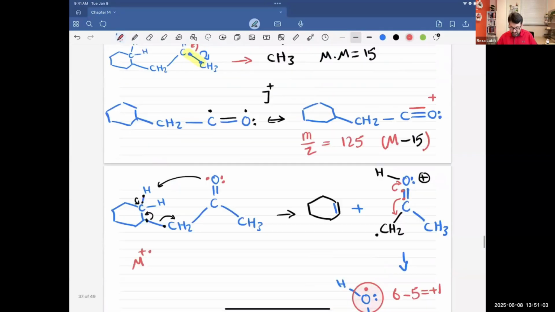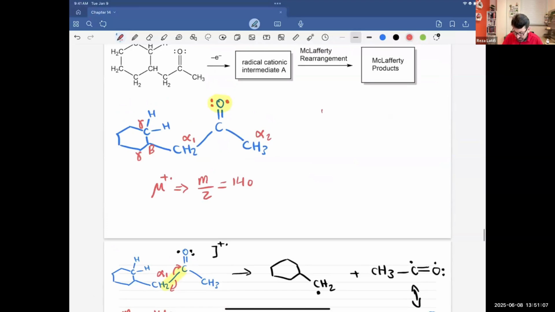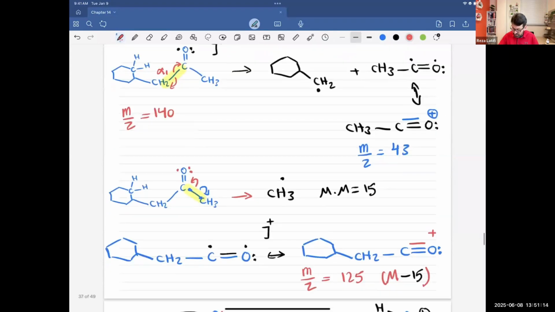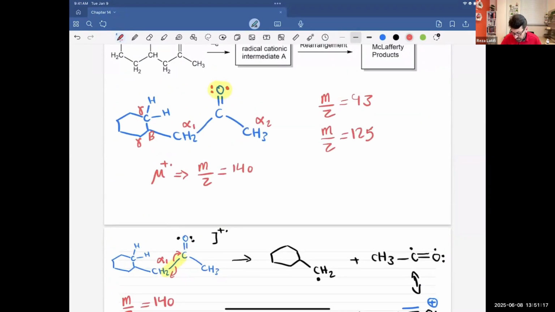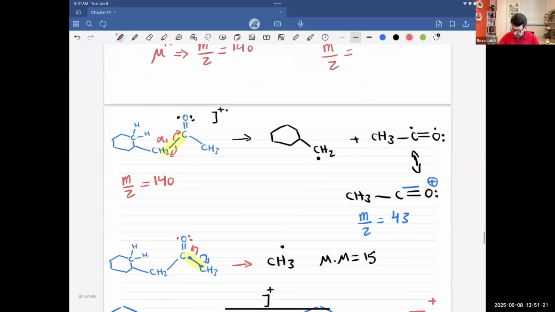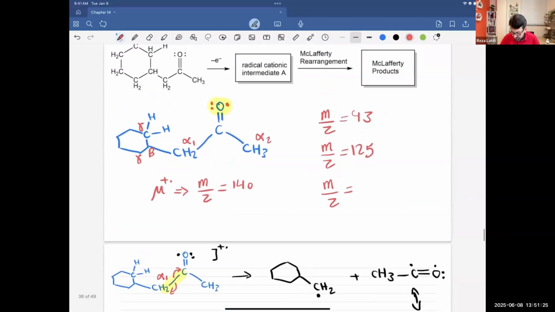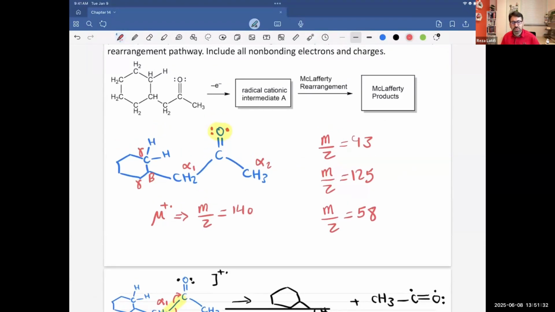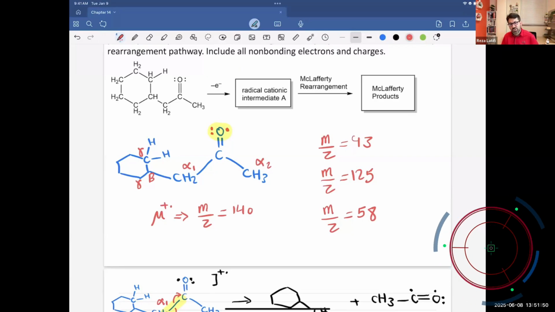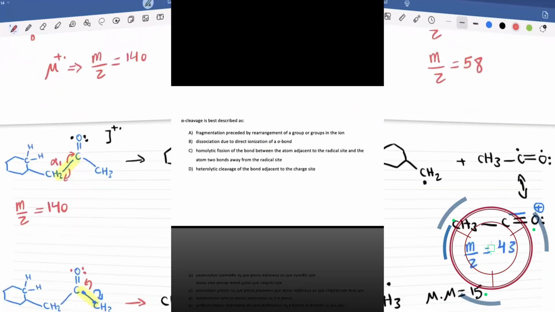So we're going to see 3 signals technically. The first signal M/Z, we said, will be 43. The second signal will be 125. And the last one we said is going to be 58. So this species is capable of creating those 3 common signals. It doesn't mean that we can't see, for example, a methyl signal. It can happen, and also the cyclohexane ring can go through fragmentation. So all of them are possible, but for sure you will see these 3 signals inside the spectrum.